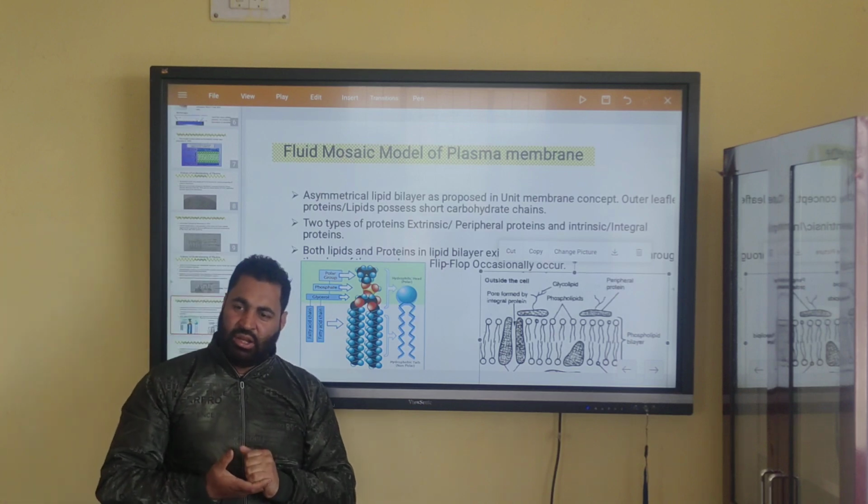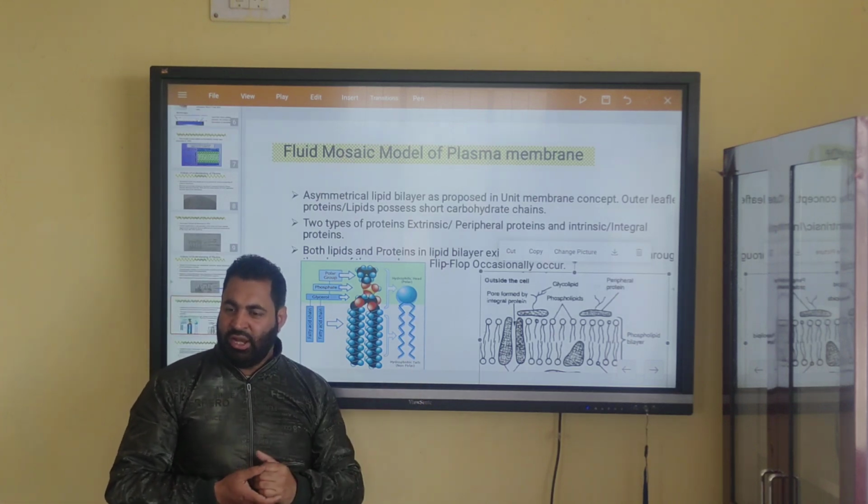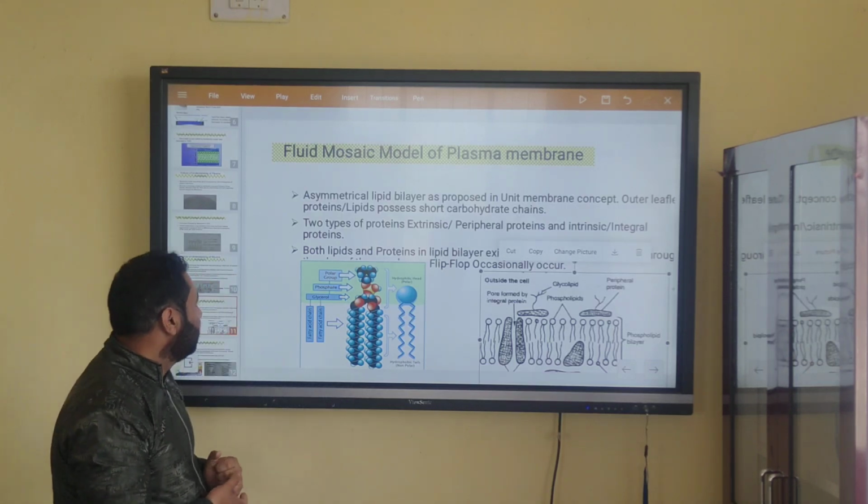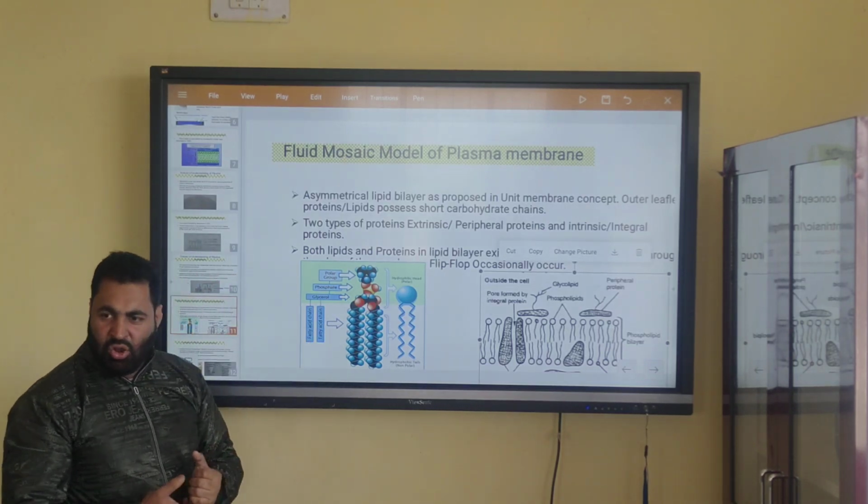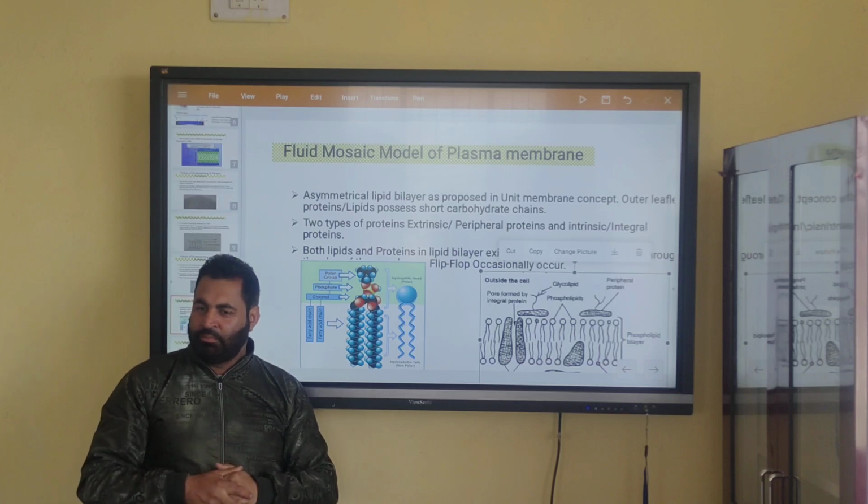What is the nature of this plasma membrane? It is fluid. It is showing fluid-like nature. So it has fluid-like nature. Why is fluid-like nature important?